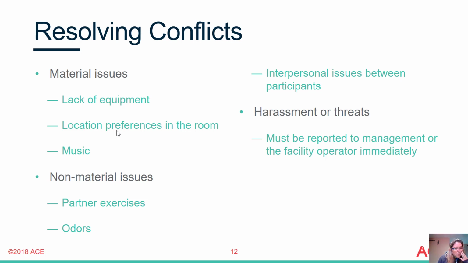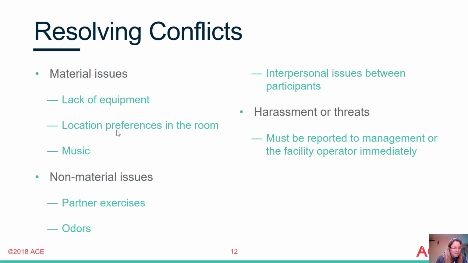Non-material issues, things like if we are going to perform multiple partner exercises in our classes, your class description should definitely let people know that, because some people don't want to work together in a partner situation. So your description should definitely let people know this is going to be part of the class, so they can make that decision to attend or not.